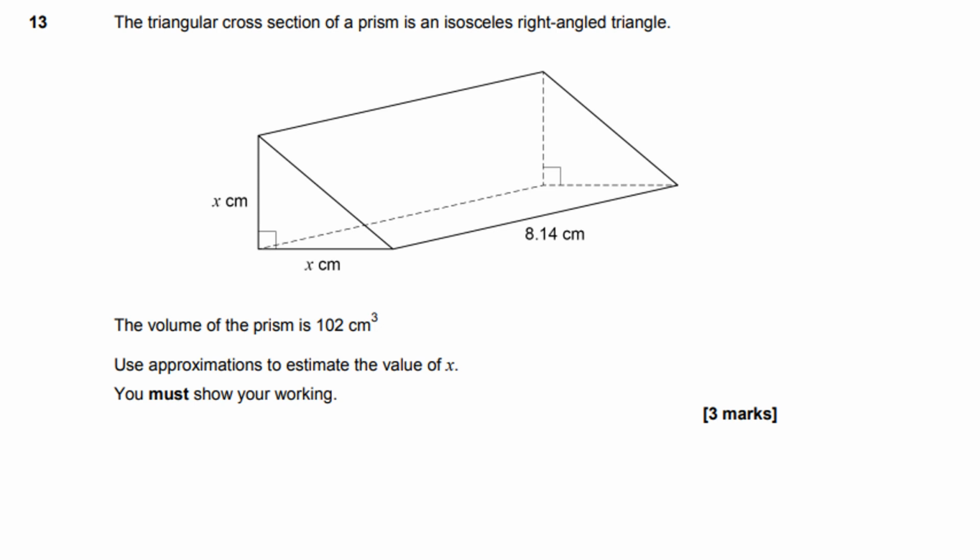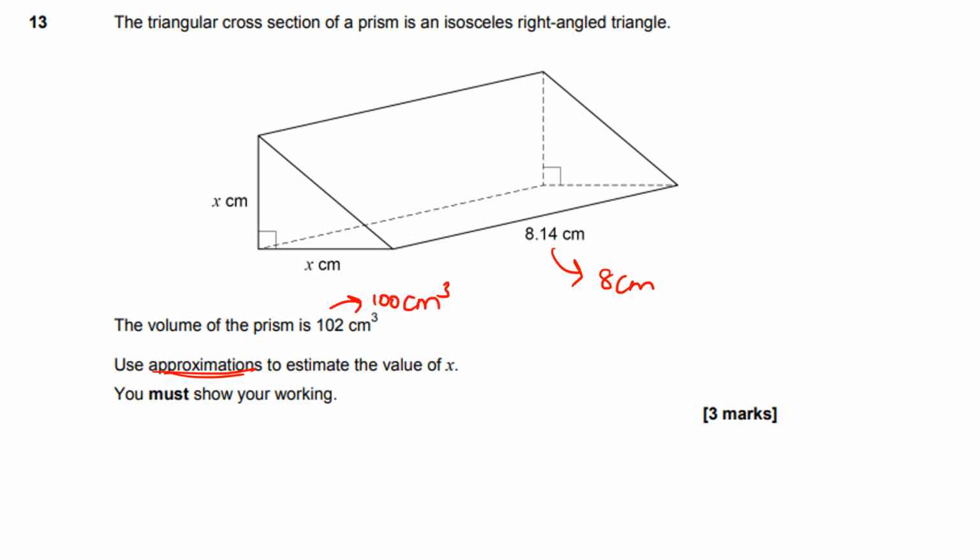Since the question is asking me to use approximations, for our papers we need to write them down to one significant figure. So this would mean that we're estimating, by approximating. So it's going to be rounding to one significant figure. 8.14 is going to be 8 centimeters, and 102 is going to be 100 centimeters cubed.